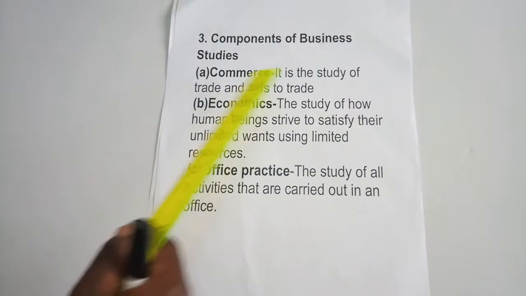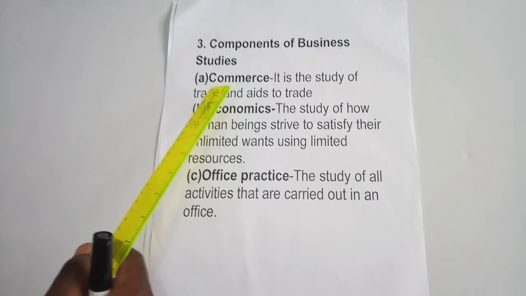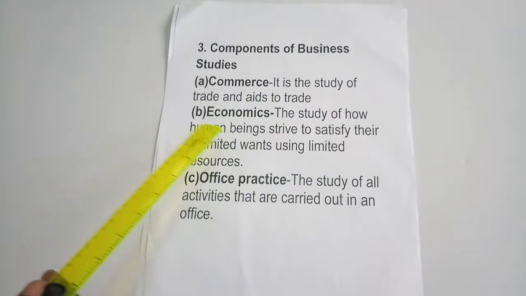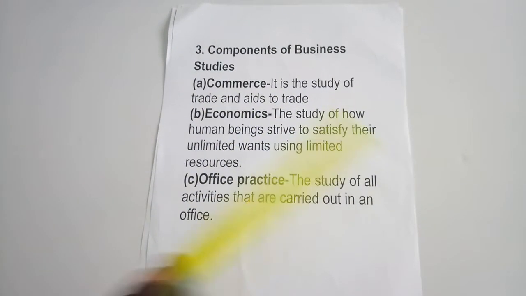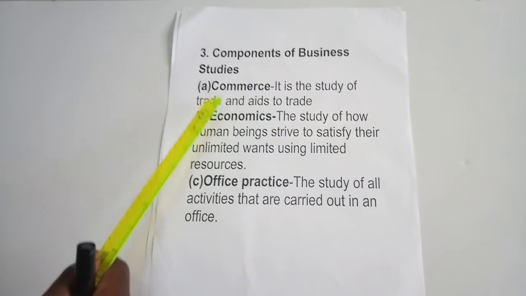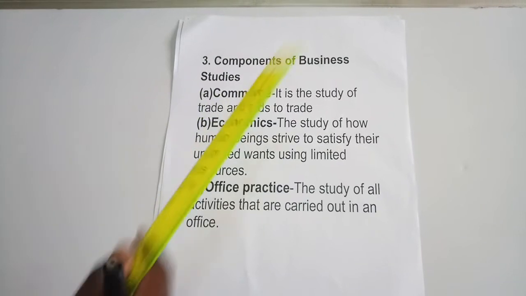Now, when we talk about trade being the exchange of goods and services with other goods and services, we are talking about the barter trade system. So we have trade as the exchange of goods and services for money or other goods and services.